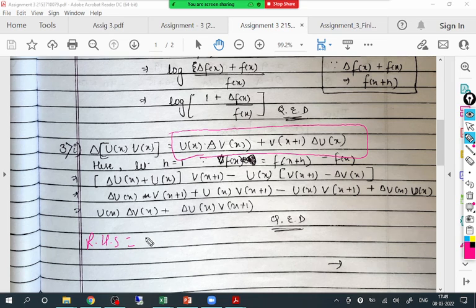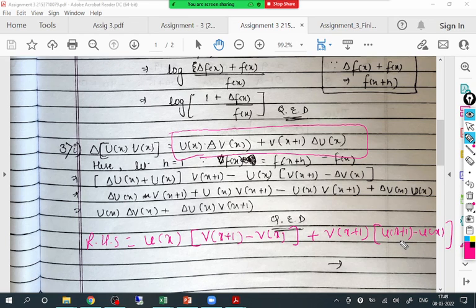Ux. So Ux will be as it is. Let me write it like this, Ux, delta Vx. Anyone, what should be the value of delta Vx? Vx plus 1 minus Vx. Now plus Vx, v of x plus 1 is there, so as it is. And that delta Ux is u of x plus 1 minus Ux.